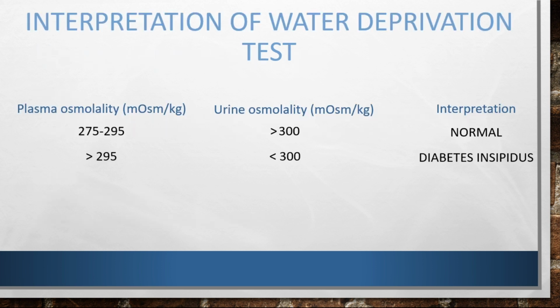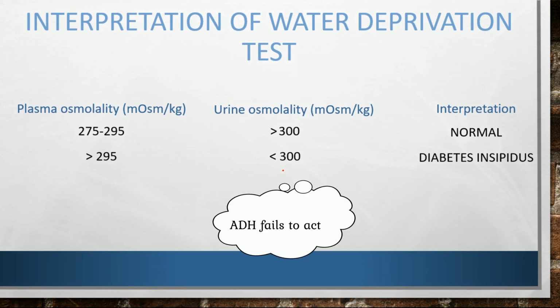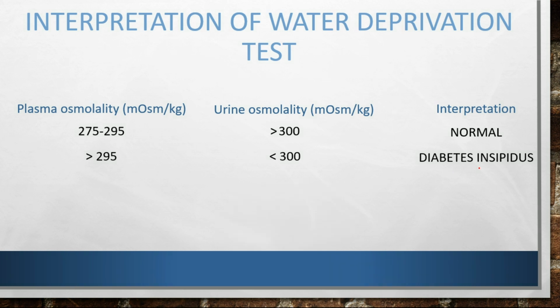On interpretation, if the urine osmolality is increased, that is more than 300 milliosmol per kg, and the plasma osmolality is normal, then there is no diabetes insipidus. But if the urine osmolality remains below 300 milliosmol per kg and plasma osmolality is increased, that is more than 295 milliosmol per kg, then diabetes insipidus is confirmed.